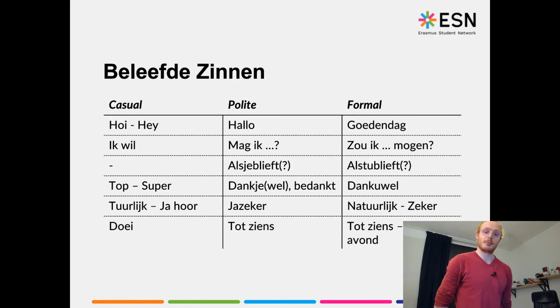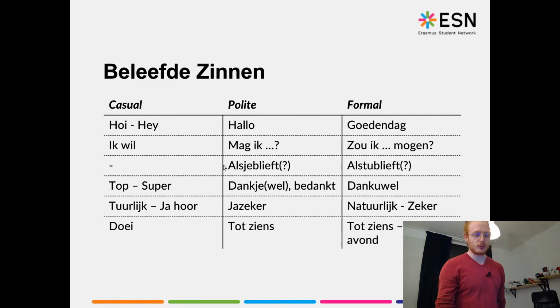If you want to be a bit more polite, you can say, oh, mag ik een biertje? May I have a beer? Can I have a beer? And if you're even more polite, then you say, zou ik een biertje mogen? Could I have a beer, please? Good sir, you have to add, of course. No. So, could I have a beer? May I have a beer? Or I want a beer, in reverse order.